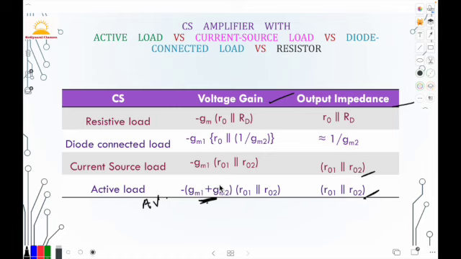So this much in this video. In the next video, we will study the last common source amplifier, that is the source degenerated topology.